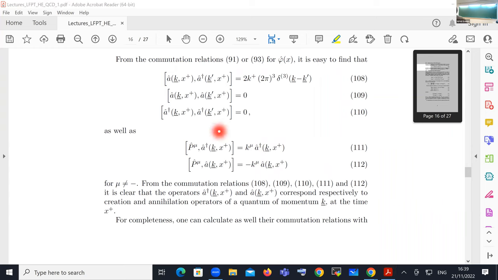And so it means that it gives further hint of the interpretation of A and A dagger as annihilation and creation operators, because this relation tells you that when you act with A on a given state, A will lower the plus momentum of the state by k plus. So it will remove k plus and change the k perp as well. Whereas A dagger will add k plus. So it's really removing or adding a quantum with momentum k plus and k perp on the state it acts on.